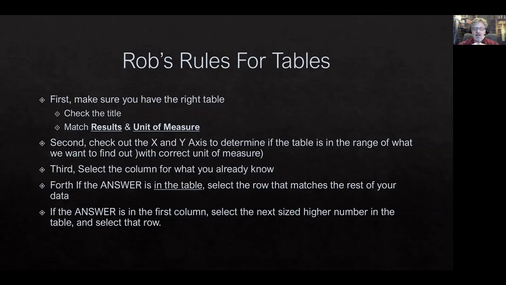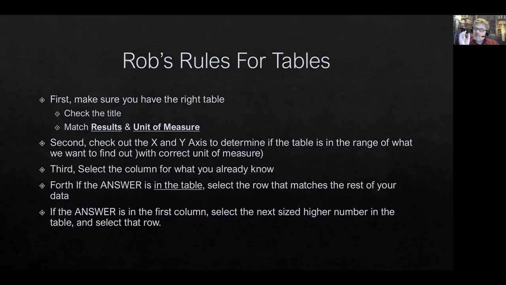Secondly, you're going to check out the X and Y axis. In other words, the heading on each column and the first column, which is the row heading, to make sure that you're going to get the data that you want and you're using the right unit of measure. Third, this is where you're actually starting to use the table. You want to select the column and or row, but it's usually selecting the column first most of the time, where you're picking the data that you already know. So you select the column for the data that you already know.